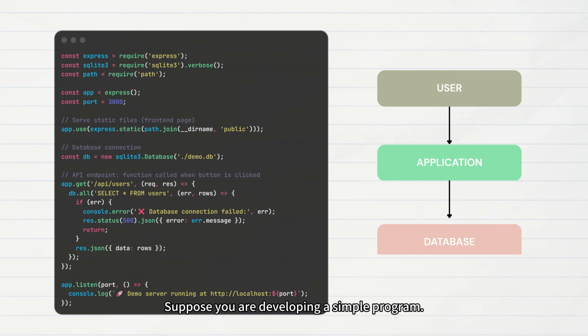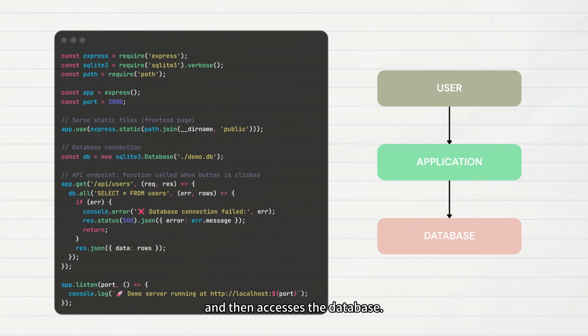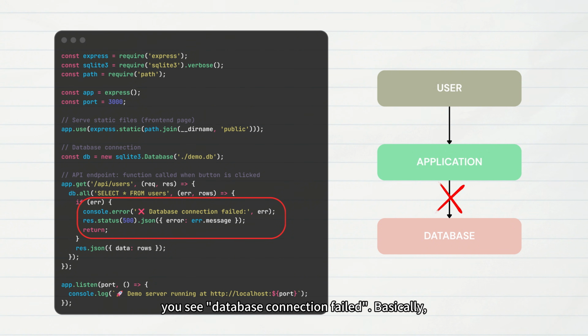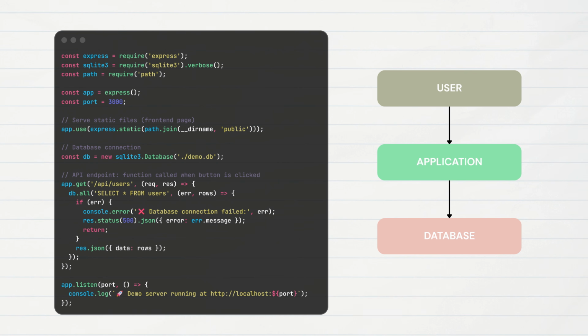Suppose you are developing a simple program. The user clicks a button, the program executes a function, and then accesses the database. But if the database connection fails, you see database connection failed. Basically, you know where the problem is. Because the system is simple enough. There's only one execution flow and one error path.